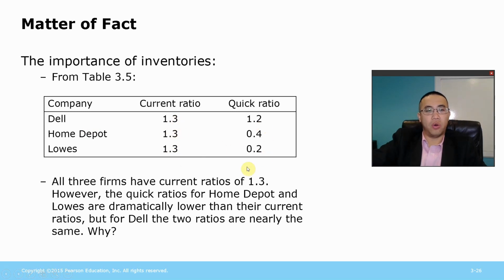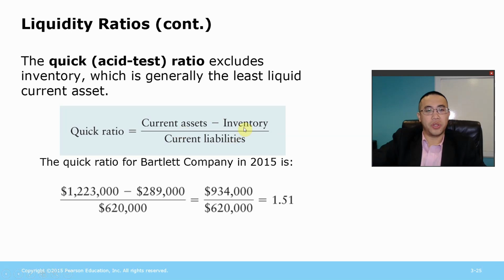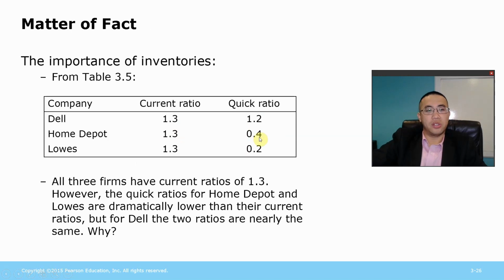But for quick ratio, Home Depot and Lowe's, which sell home building materials, have much lower quick ratio. The reason is the inventory these two companies hold is pretty large. As you can see from the quick ratio's formula, when inventory gets large, you deduct a big number, so the quick ratio will get smaller. That's why these two companies have a quite low quick ratio, just because their inventory value is much bigger compared to Dell.